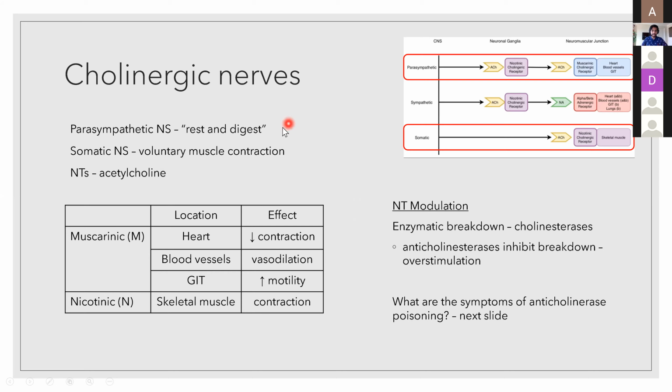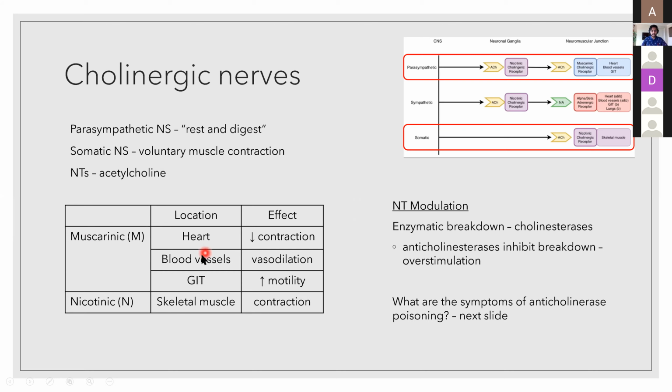Parasympathetic, once again, we're thinking muscarinic subtype and nicotinic subtype here. And our only neurotransmitter we need to worry about is acetylcholine. So here are the effects in a table. So muscarinic receptors, we're looking at the parasympathetic nervous system, looking at rest and digest.